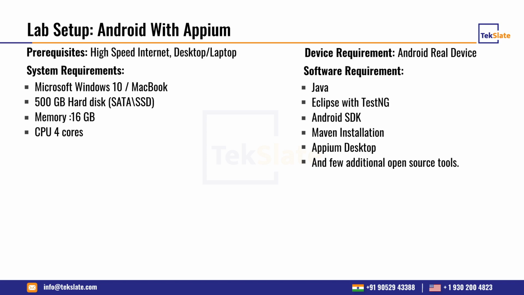Memory, if it is 16 GB, it's very good, but 8 to 16 GB is recommended. 8 will slow down your execution process further. 8 will also be okay, but 16 is recommendable. And CPU with 4 cores is recommended. i3, i5, i7, they will work well. i3 is probably somewhat slow, but i5 will be good.